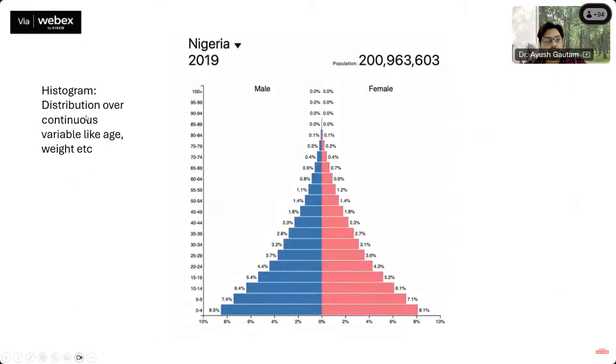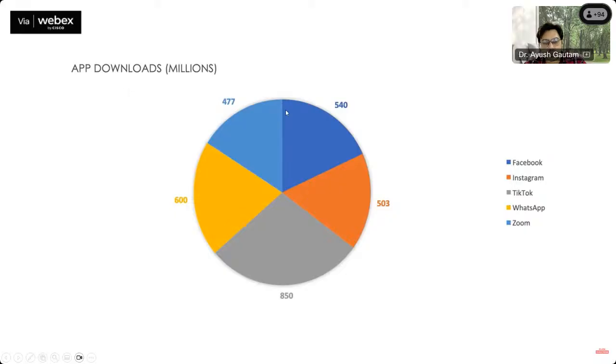Then comes the histogram. Histogram क्या होता है? Distribution charts. Normal distribution chart you might have seen. Those charts are called distribution charts, distributing over a continuous variable like age, weight, etc. So if your data is continuously distributed with respect to any parameter, then those charts are called histograms. Then comes the pie chart. You already know the pie charts.